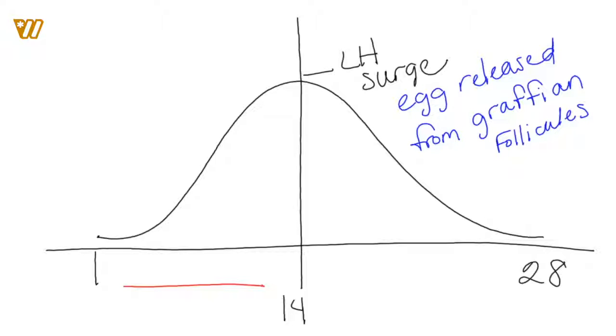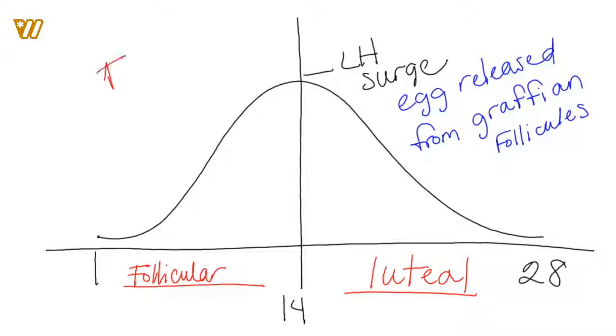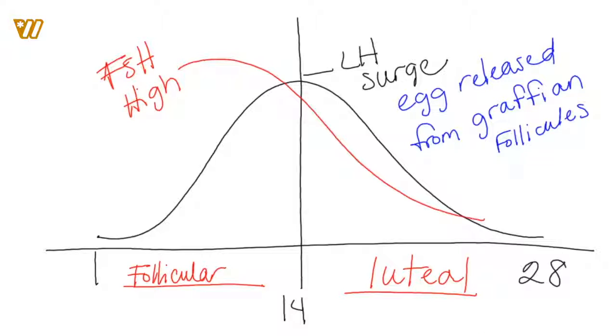The first half of the cycle, before day 14, is called the follicular phase. That starts on day 1 of the cycle. The second stage is called the luteal phase, and that starts at the beginning of ovulation and goes until the next bleeding cycle. During the follicular phase, FSH is high, and that stimulates follicular development, maturation of the ovum, and secretion of estrogen. At day 14, after the LH surge, progesterone increases.